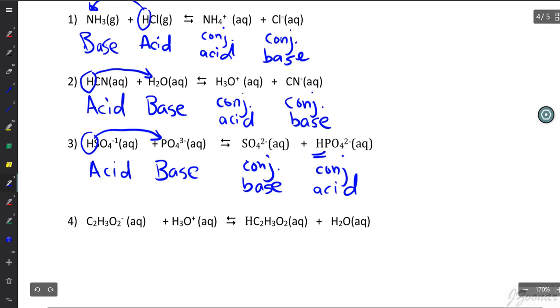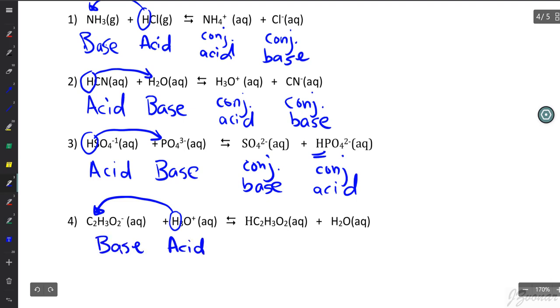All right, looking at my last example here. Once again, I look to see which one is donating the hydrogen ion. So this is going to donate a hydrogen ion to the acetate. So therefore this is my acid. This represents my base. This represents my conjugate acid. And so hence, this is my conjugate base. Water is acting as the conjugate base in the reverse reaction.